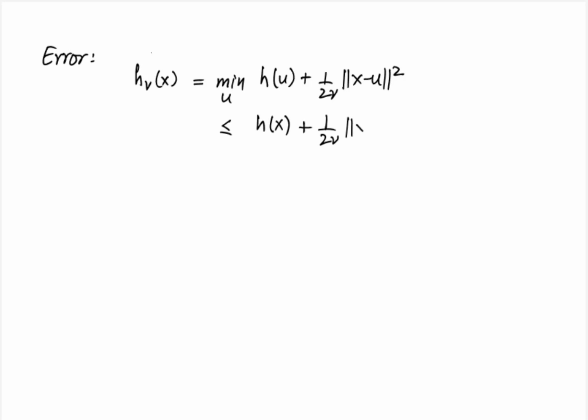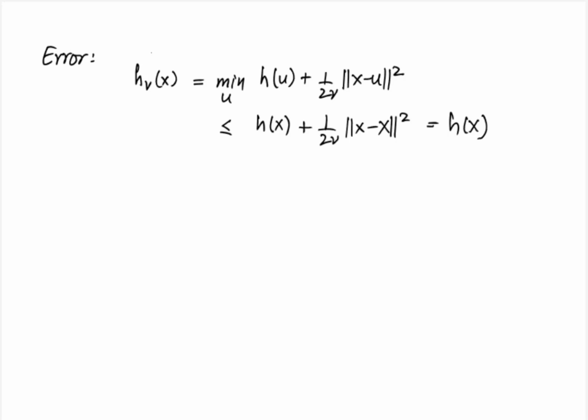Next, to calculate the approximation error, we use two inequalities. First, we will show that h_ν is less than or equal to h. This follows since h_ν(x) is written as the minimum over u of h(u) + 1/(2ν) norm squared of (x - u), which is therefore less than or equal to h(x) + 1/(2ν) norm squared of (x - x). So we replaced u with x, which is equal to h(x). So therefore h_ν(x) is less than or equal to h(x). So the first property is satisfied.